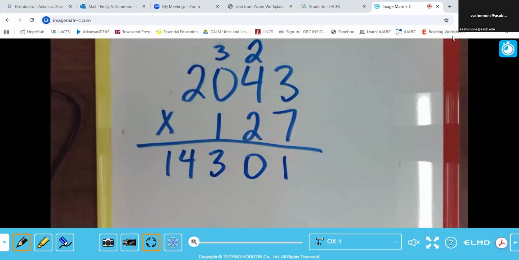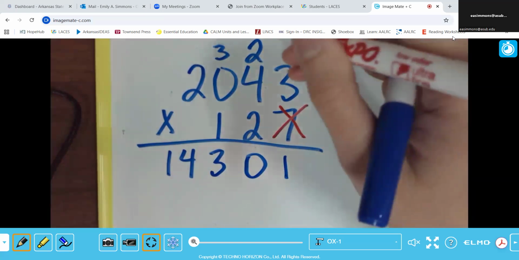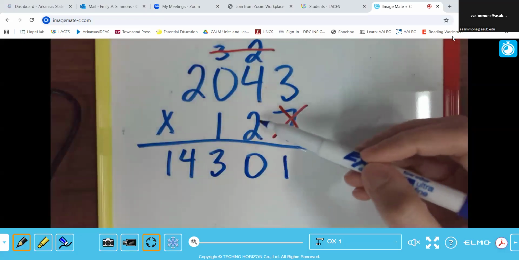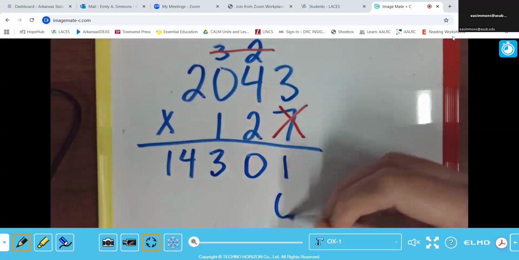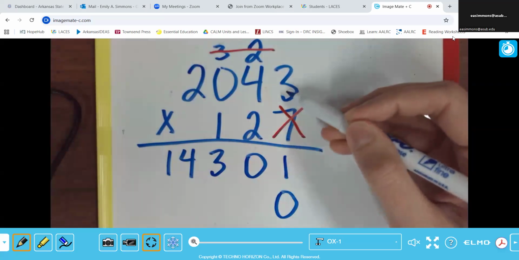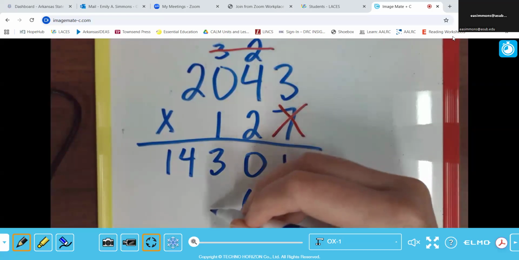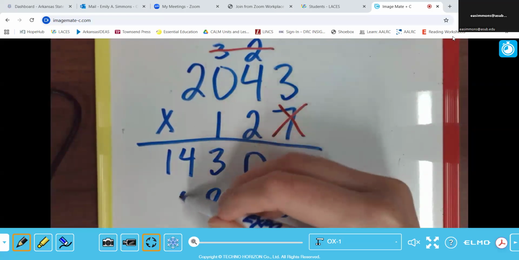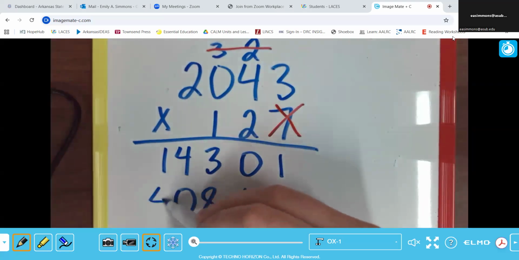We're done with our 7, so we can mark it out. We're also done with our 2 and our 3, so I'm going to mark them out. Next, we'll do 2 times 3. Oh, before we do that, we need a placeholder 0. So we do 2 times 3 to get 6. Then 2 times 4 to get 8. Then 2 times 0 is 0. And 2 times 2 is 4.